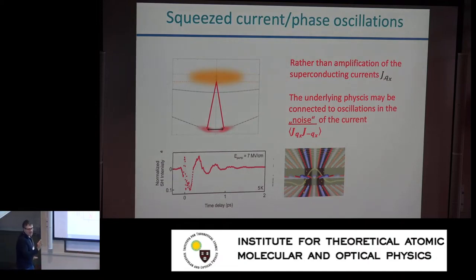It seems that, rather than amplifying the superconducting currents, which is what I tried to convince you of, we may be amplifying some sort of variance.